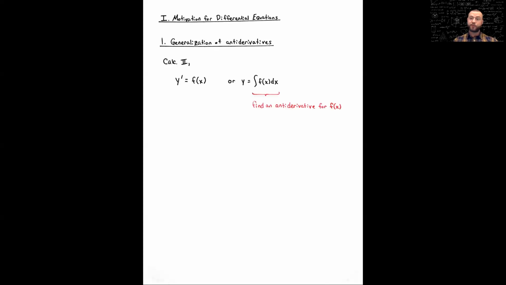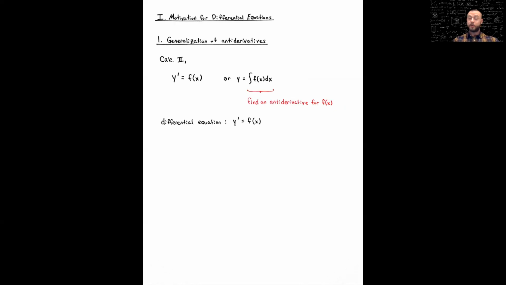Now the right side over here is asking us to find an antiderivative for that function f of x, which is pretty much what you spent the very end of your Calc 1 course on, with some basic antiderivatives. And then probably quite a lot of time in your Calc 2 course was spent finding antiderivatives.